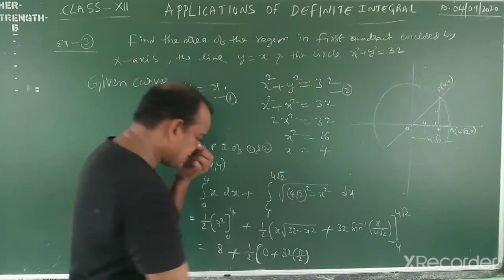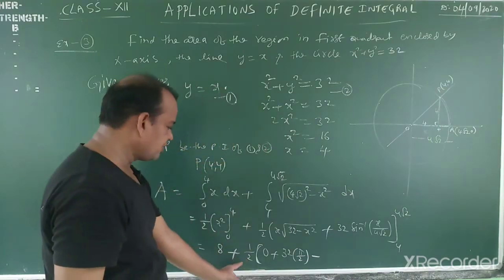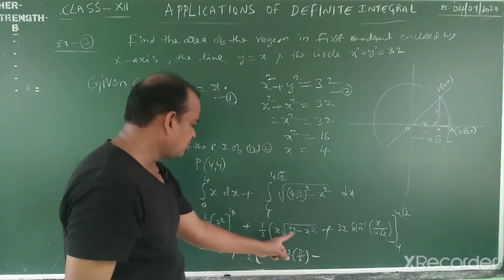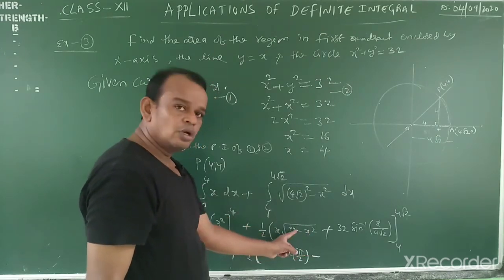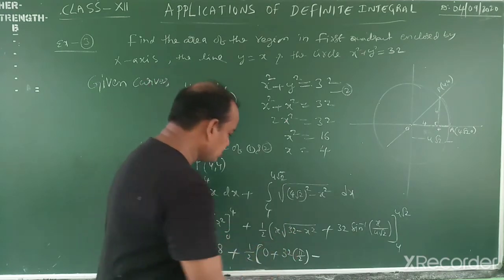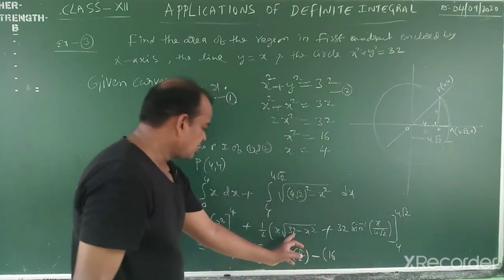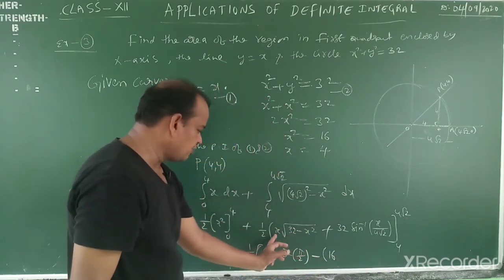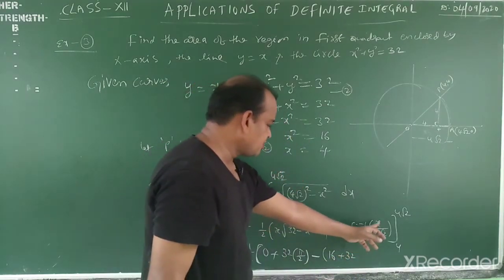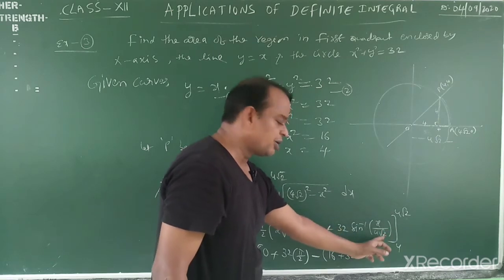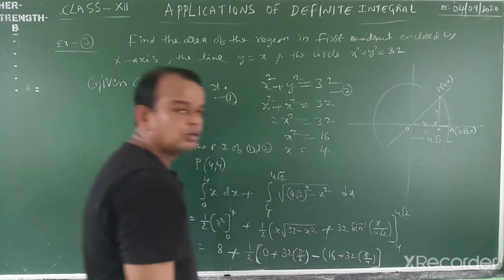Okay, my dear students, minus. You will take the lower limit, which is 4. Already 1 by 2 in front is there. Lower limit is 4: 4 into root of 32 minus 16, that is root 16, which means 4, so 4 into 4 is 16. I hope that you understood or not. Already 4 is there. Plus 32 into sin inverse of 4 by 4 root 2. The 4s cancel, giving 1 by root 2. Sin inverse of 1 by root 2 means pi by 4.